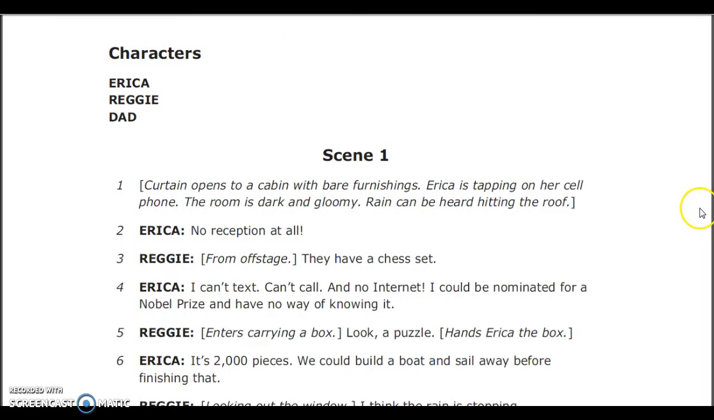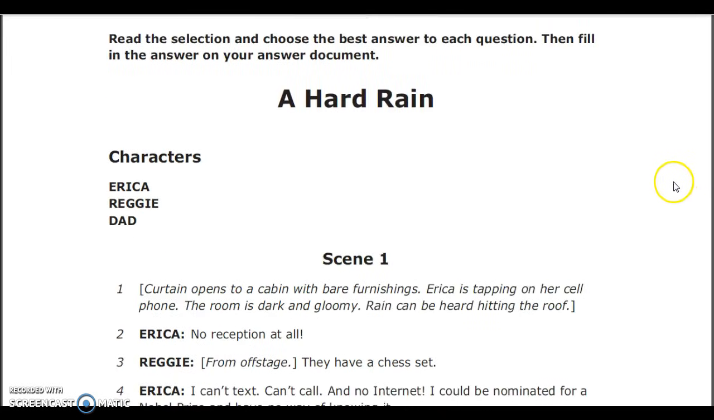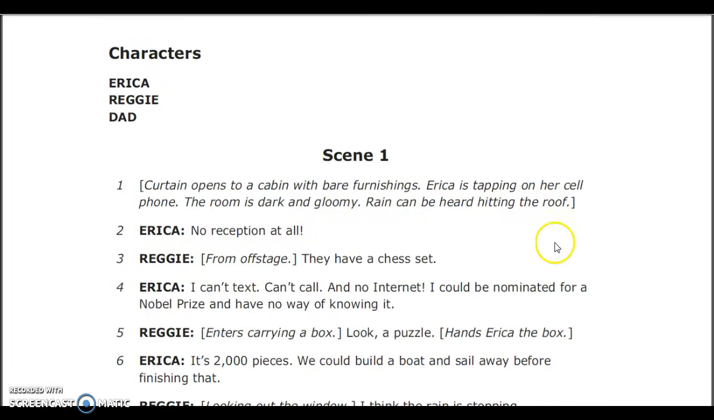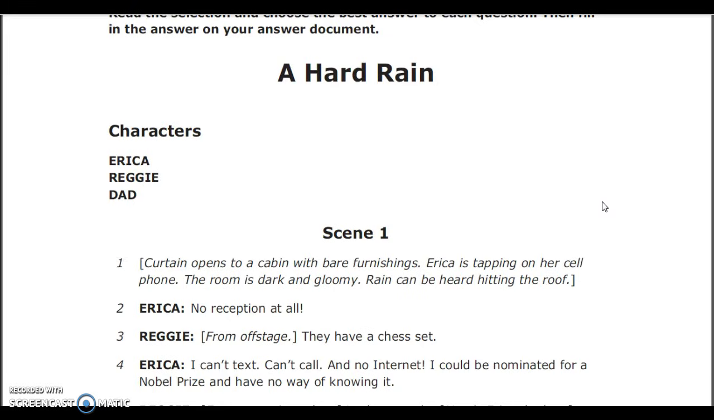Doesn't really look informational, does it? Because I'm noticing some features of this text, which are I have a character list, and I see that this is divided up into scenes, and it has all these little brackets with words in italics, right? Words that are slanted a little bit to the side. So I know that this is going to be a dramatic text, right? Something from a play. So I need to make sure I know who my characters are, and I need to pay close attention to when the scenes change.